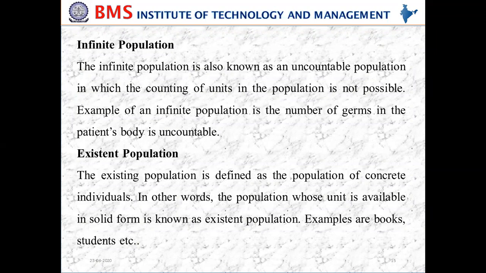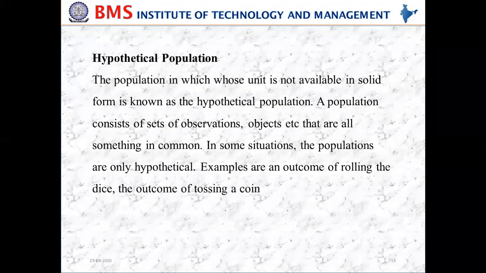In other words, the population whose unit is available in solid form is known as existent population. Example, books, students, all these are called existent populations. And hypothetical population, the population in which we don't know the unit, or the unit is not available in solid form, is known as a hypothetical population.